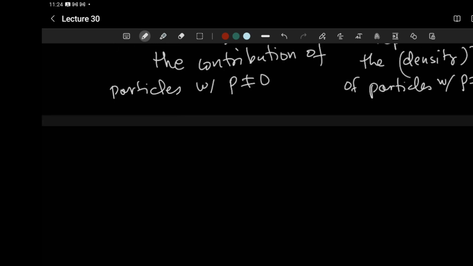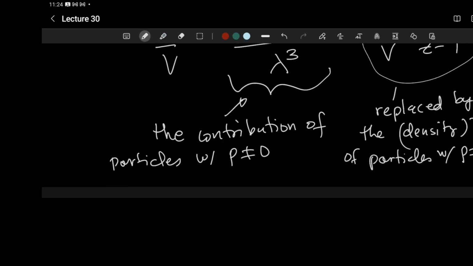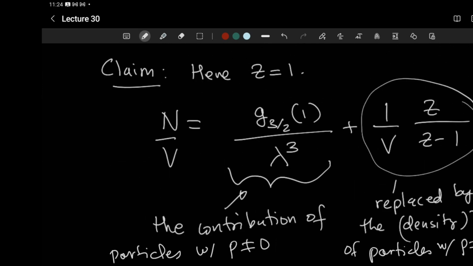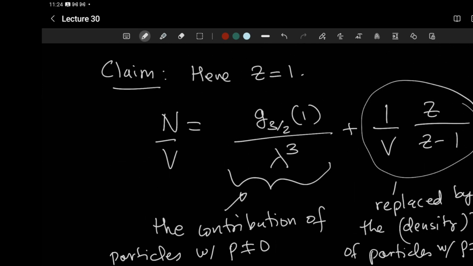And we can make a little bit more concrete thing. We will say that z minus 1 goes as 1 by v. So if you're going to approach 1, it should go as 1 over v, so that when you take the thermodynamic limit, it gives you something finite. Okay, so this is what happens when z equal to 1. You find that you have a finite fraction.